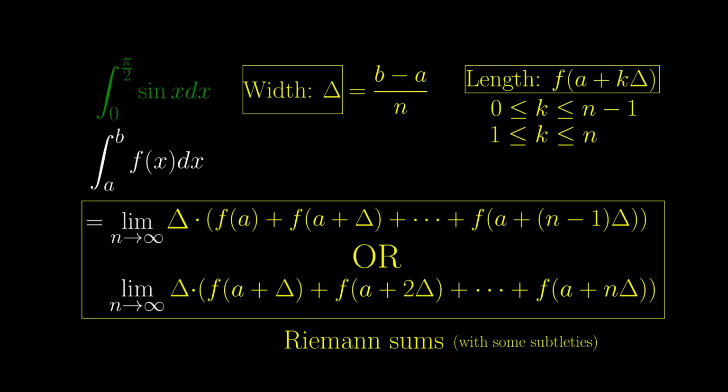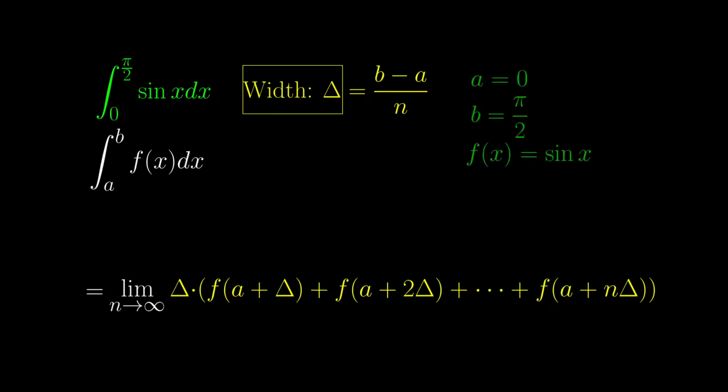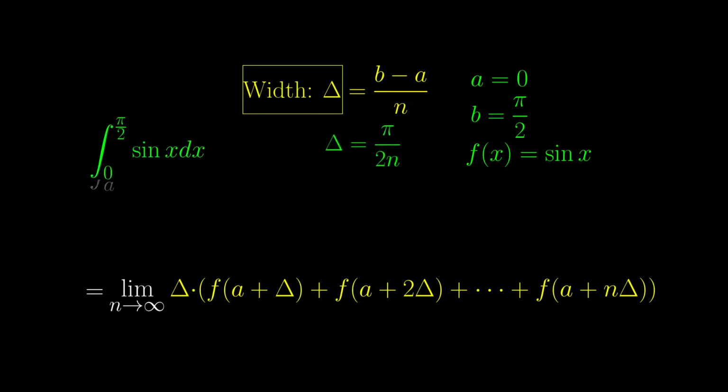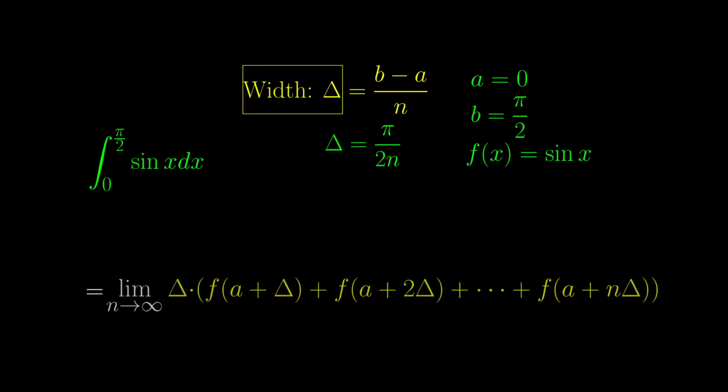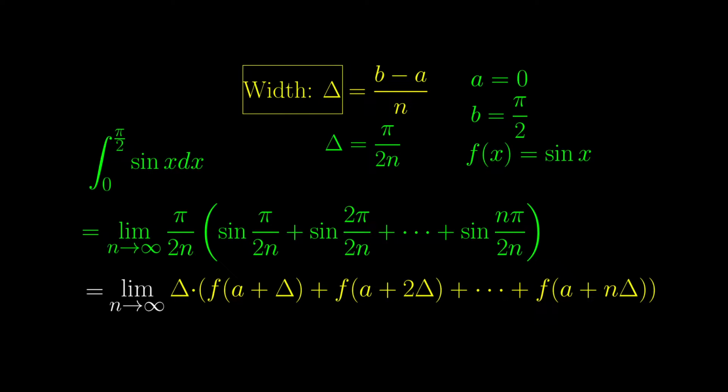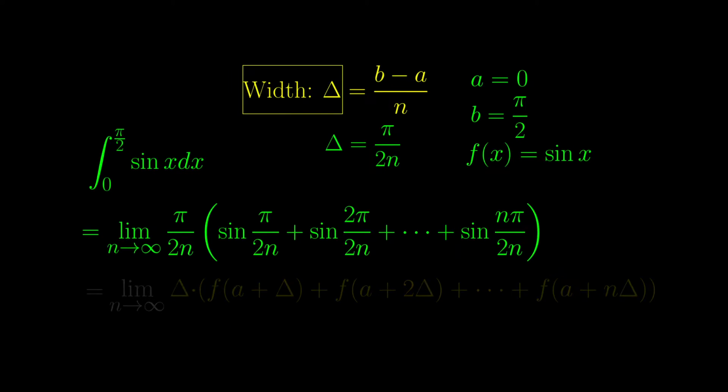For this video, we are interested in this integral. That means we can set a to be 0, b to be pi over 2, and f of x to be the sine function. We then calculate delta by simply substituting a and b into this formula and get it to be pi over 2n. Then by using this Riemann sums formula, we substitute a, delta, and f of x to get this expression.